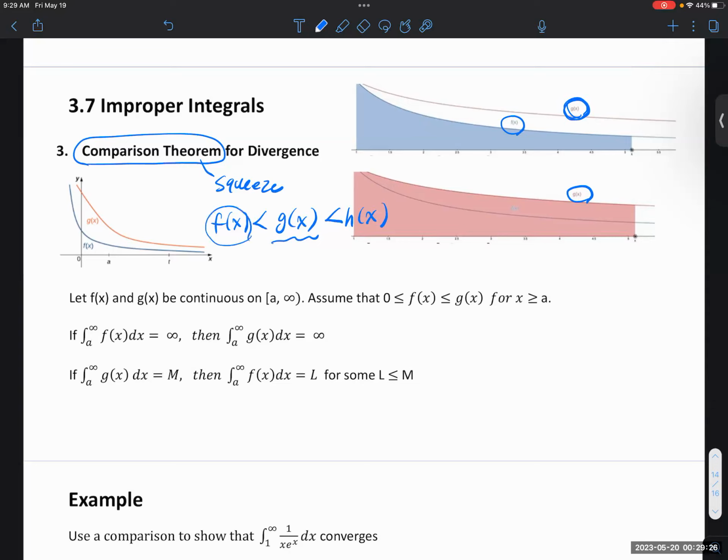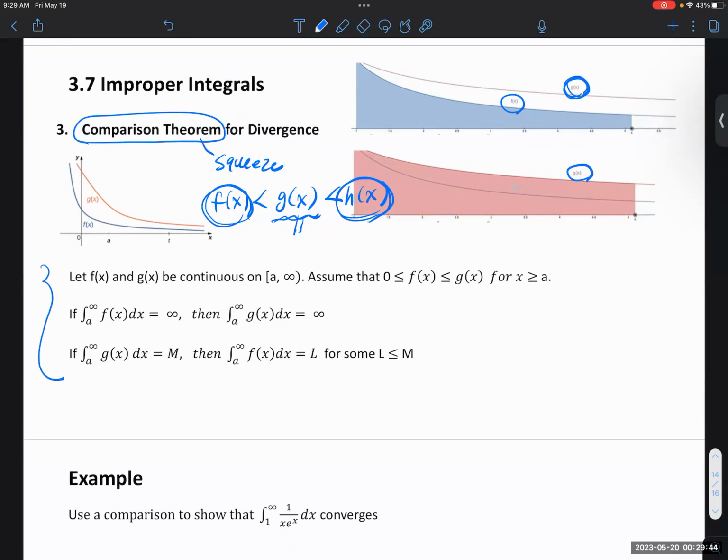So if f and h diverge, g is automatically divergent, right? If f and h converge, g, the sandwich, automatically converges. That's all you need to know, the comparison theorem, the sandwich theorem. The formula is a little bit there, but you don't need to memorize anything. Just think about the sandwich. This is in the middle. If both of them diverge, the middle will diverge. If both of them converge, the middle is gonna converge. So I will just take a look at an example.